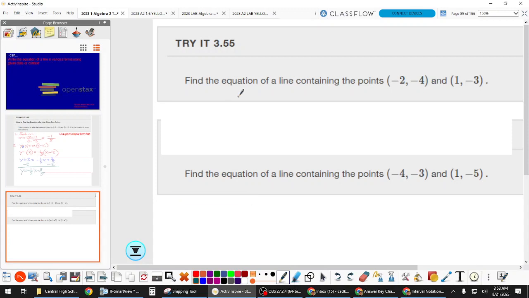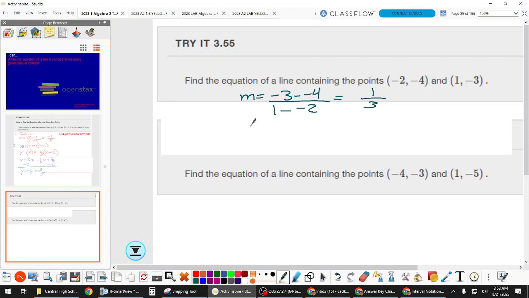Alright, pick 2 points. Well, we've already been given the 2 points, so we don't need to do too much with that. So find the slope. We're going to go -3 minus -4. All it is is the rise, the change in the y coordinates, right? 1 minus -2 for the run. -3 plus 4 is 1. 1 plus 2 is 3. So there's our slope.